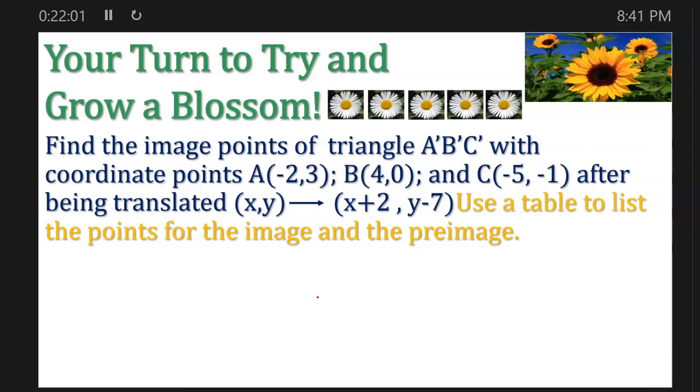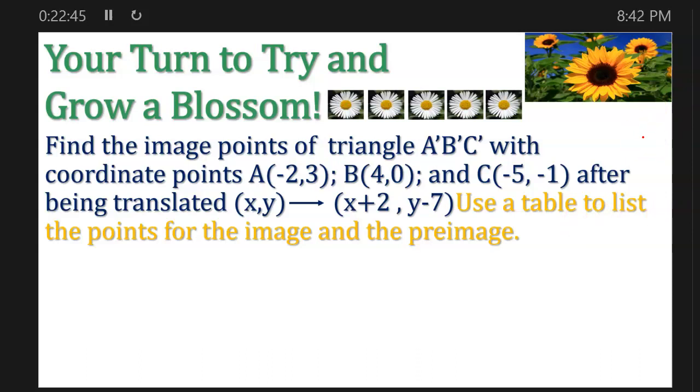All right, now it's your turn to grow the fifth and final blossom before we get to our essential questions. Find the image points of triangle A prime, B prime, C prime with coordinate points A (-2, 3), B (4, 0), and C (-5, -1). After being translated, for every (x, y) point, we are translating it x plus 2, y minus 7. I will ask you to write a table if necessary, and go ahead and try to find what those points would be. I've given you the pre-image points, and your job is to translate them using the rule and list the image points. So pause and I'll count.